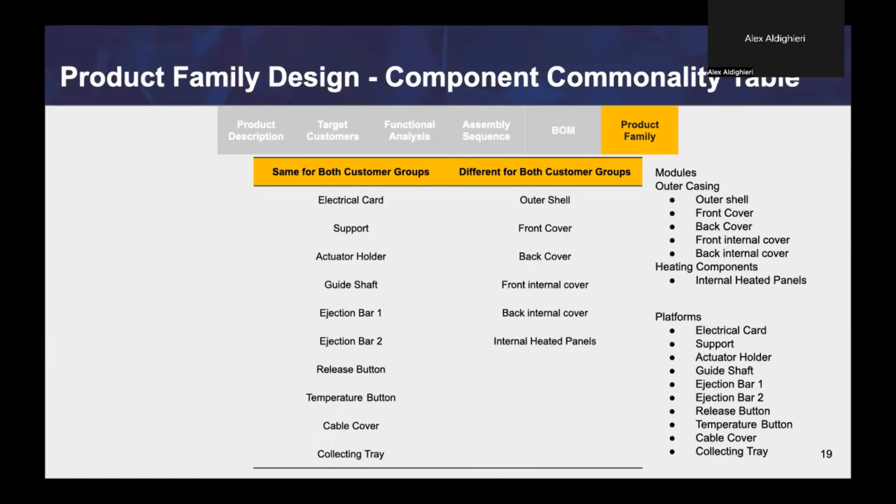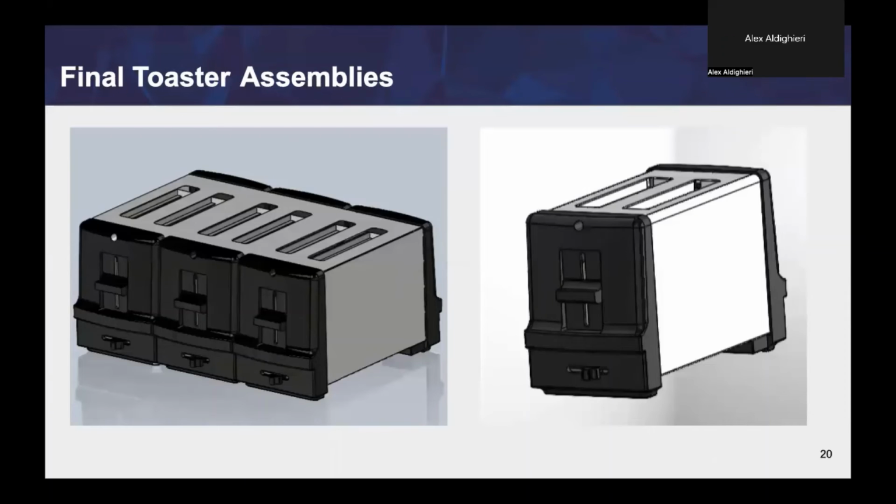This is the component commonality table, and we determined that the outer casing and heating components would have to be different for the 2 different toasters for the 2 different groups. And these are the CADs for the final assembly.